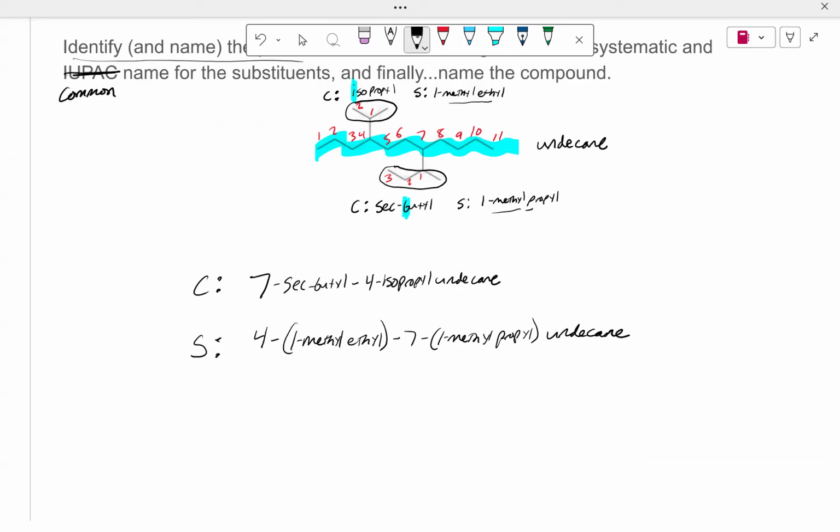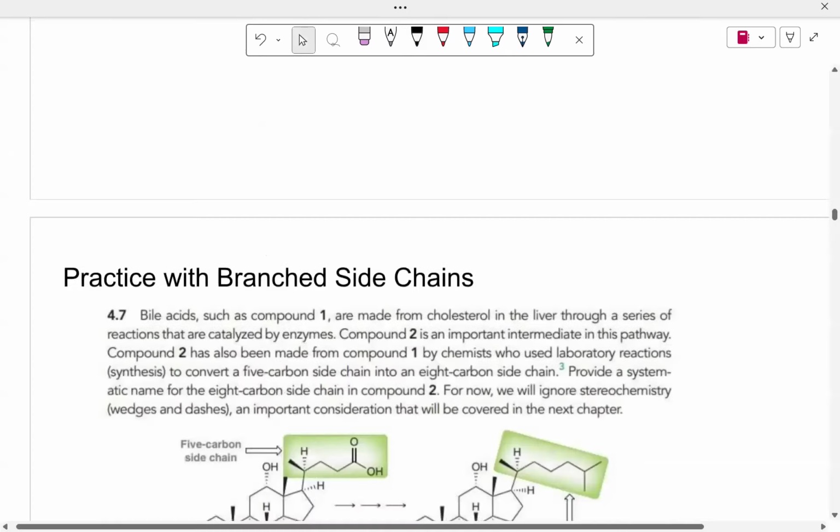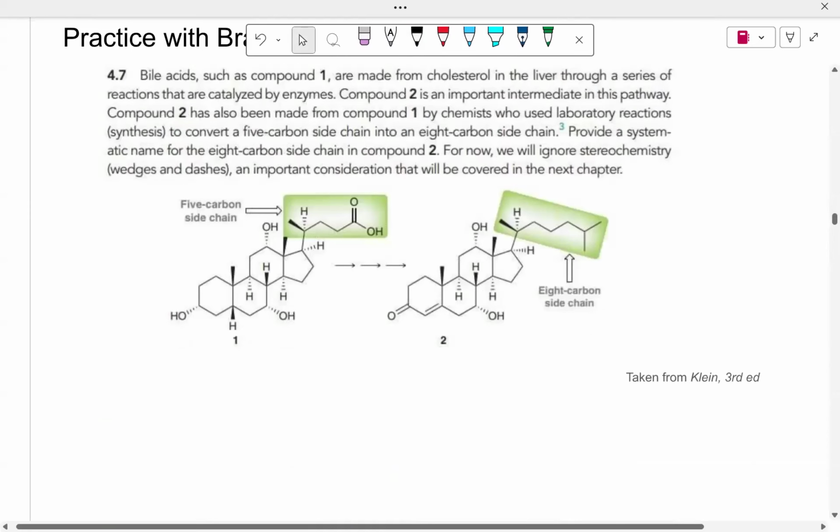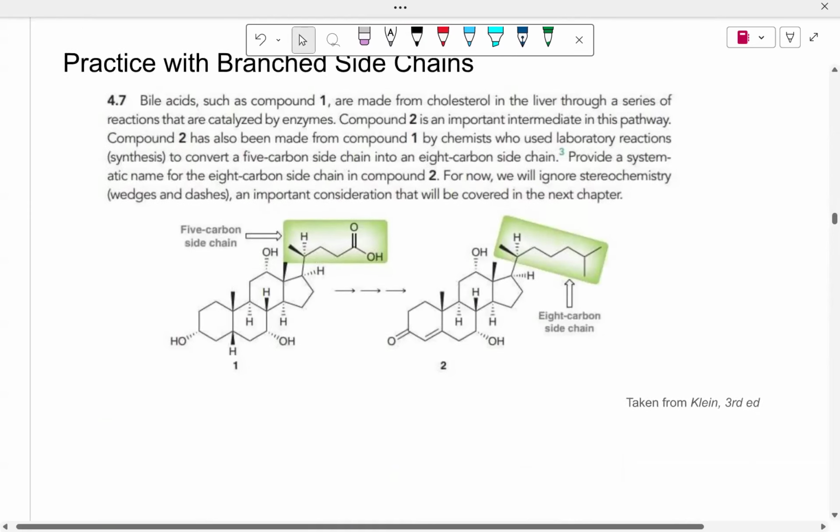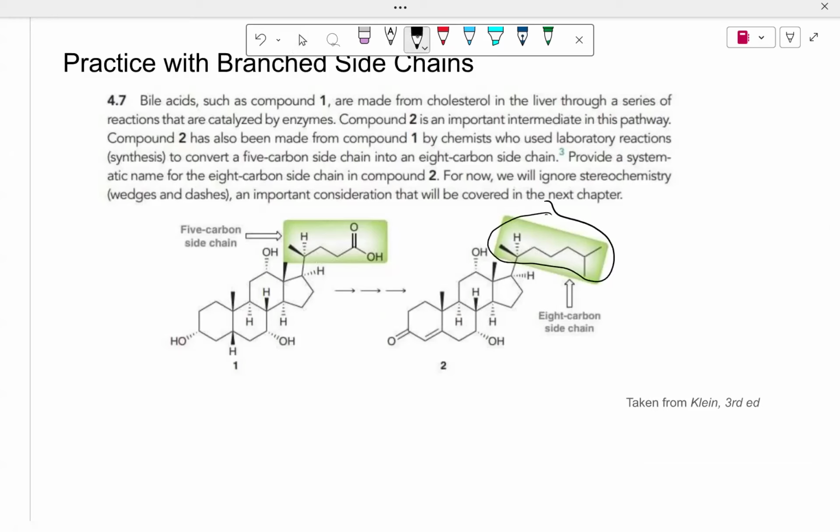All right, so let's look at another practice here. Now, you don't have to worry, we are not going to name this whole thing. All we're going to look at here is how would we name this as a branched side chain? Now, I know there are some new bonds, these wedges here. Don't worry about that right now. I'll eventually get to it. We'll talk about it in this lecture and in subsequent lectures.